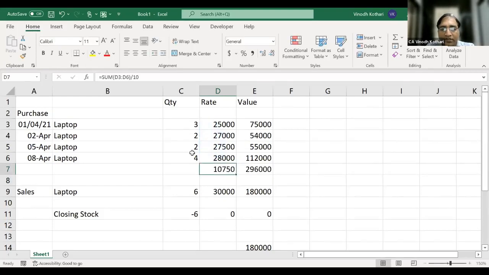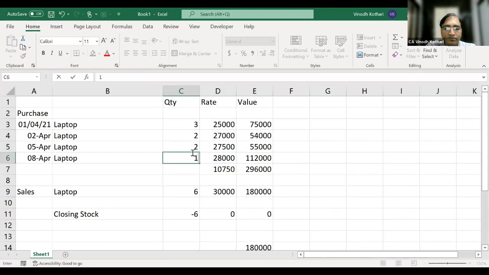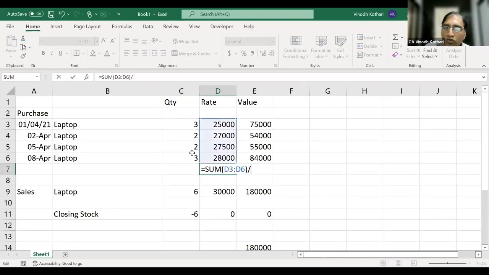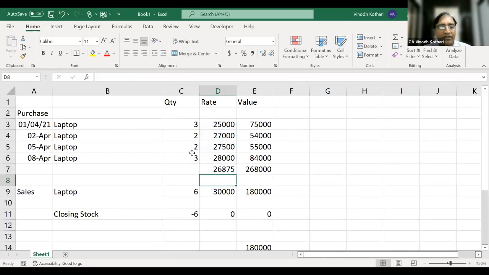No, I think some mistake is there. This is 3 laptops. So I divide by 4, it is not 10. Okay, so average cost is 26,827. Now, how many laptops have I sold during the month? 6 laptops I have sold.